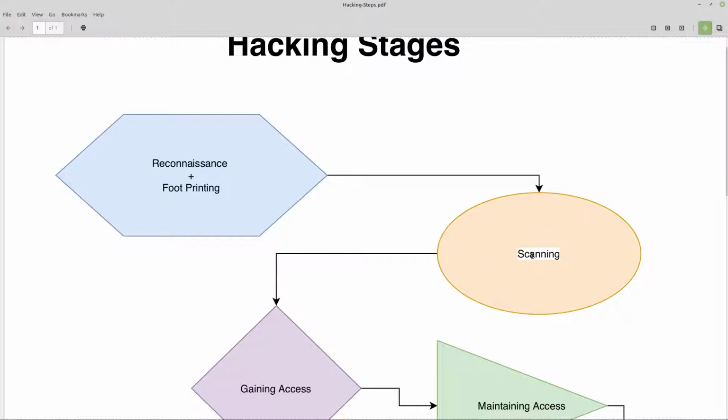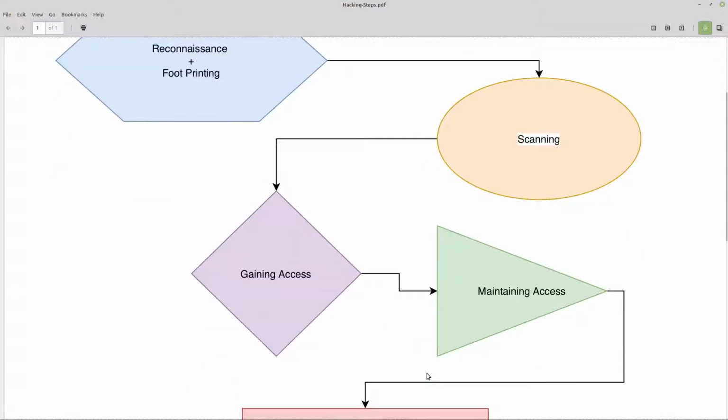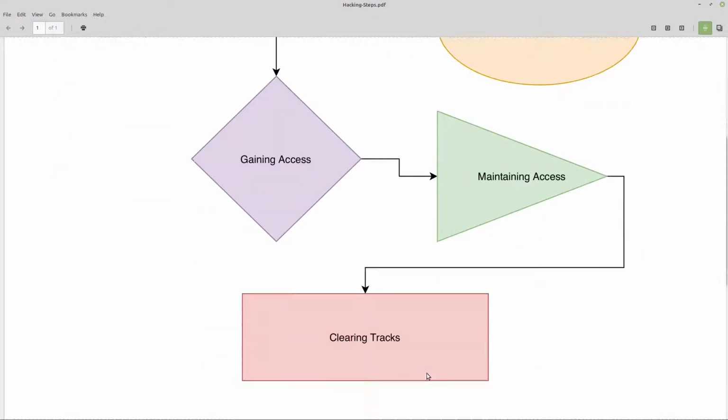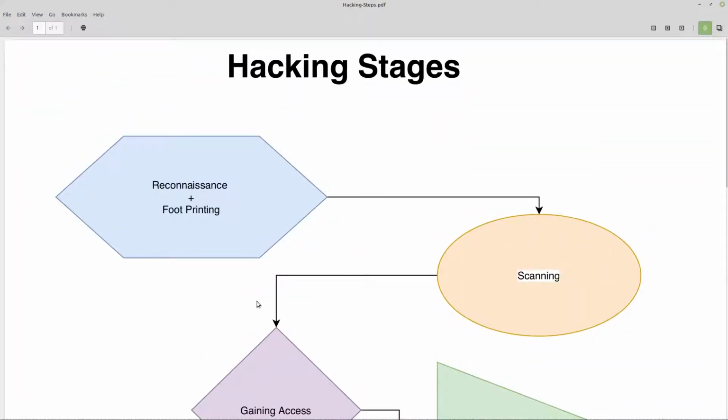Then comes the scanning part, or the enumeration, like scanning and enumeration. Third stage is gaining access. Then the fourth stage is maintaining access. And the last is clearing tracks. So what do we do in these stages? First thing is reconnaissance.